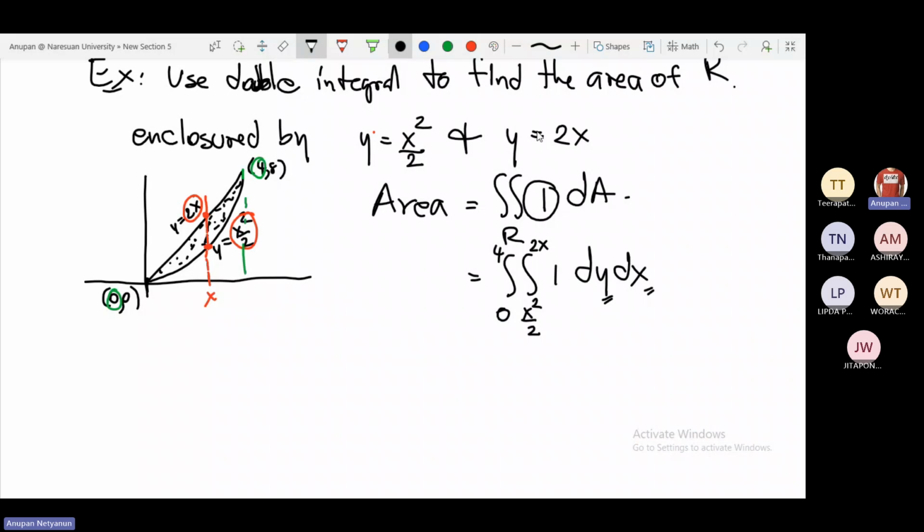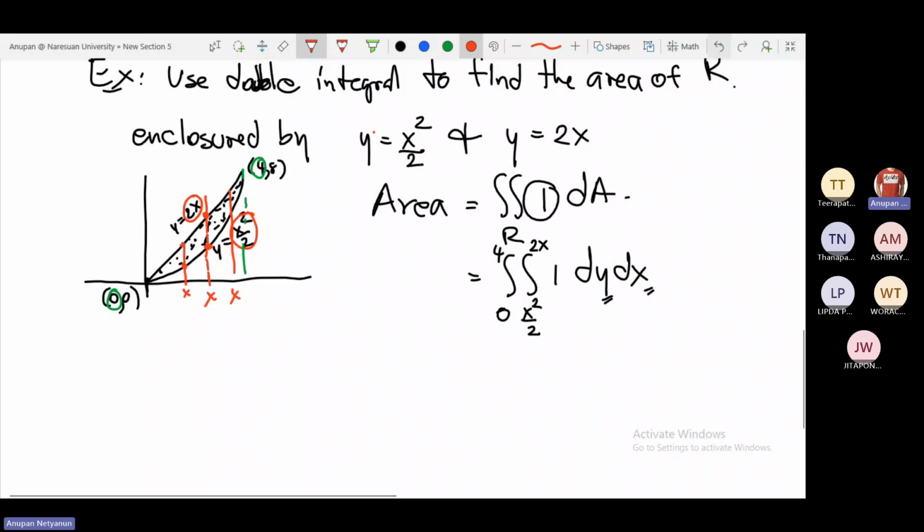And another way to check is if you look at the graph, for any fixed x, it's in the same pattern, right? If you look at this fixed x, it's a point on the parabola running to a point on the line. This fixed x, a point on the parabola up to a point on the line. Okay, so you can do the integration with respect to y in this case.